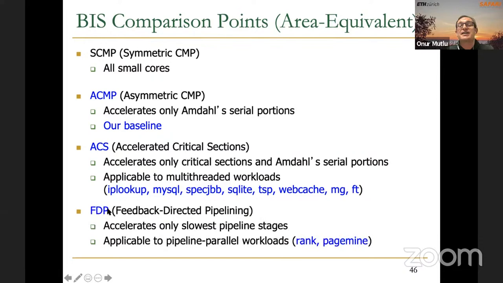It's a software library that accelerates only the slowest pipeline stages. Basically, it monitors at a coarse grain which pipeline stage has the lowest throughput, and it ships it to the large core, for example. It's applicable only to pipeline parallel workloads. So the beauty of this is it's applicable to all of these bottlenecks that we consider. And if you want to consider more bottlenecks, you can basically express those bottlenecks using the three instructions that we discussed and program them nicely, and they would be applicable to BIS.